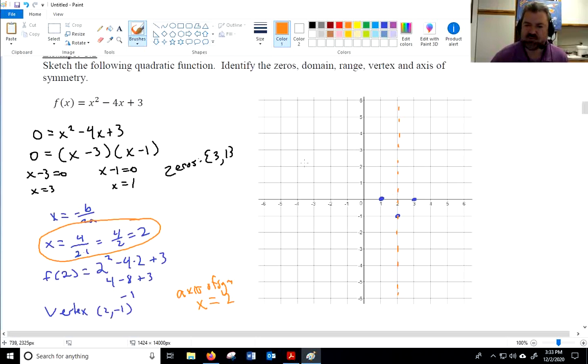All right, well, let's find out what the y-intercept of this equation would be. That's an easy number to plug in, right? So I want to find out what f of 0 is. Here, I'll put it over here. Well, if I plug in 0 for x, I get 0 squared is 0, minus 4 times 0 is 0, plus 3. It's just 3.